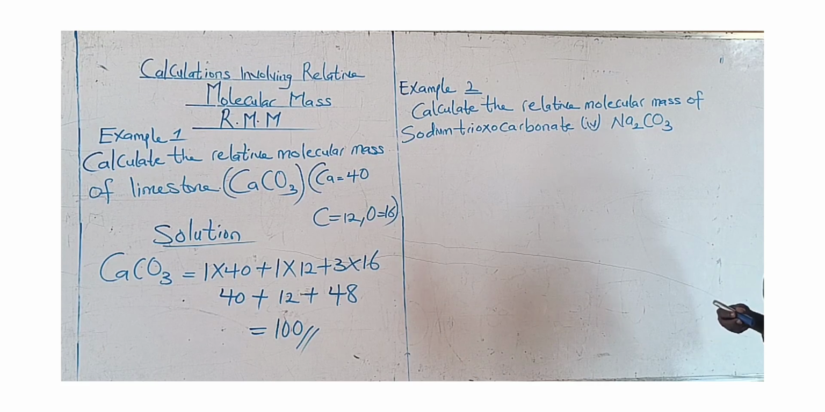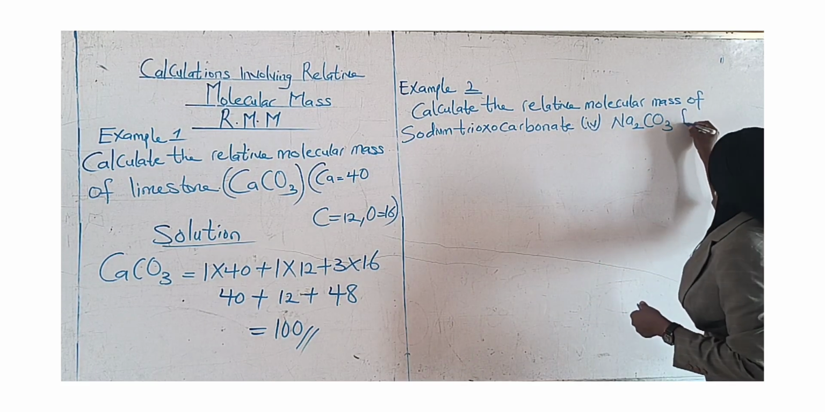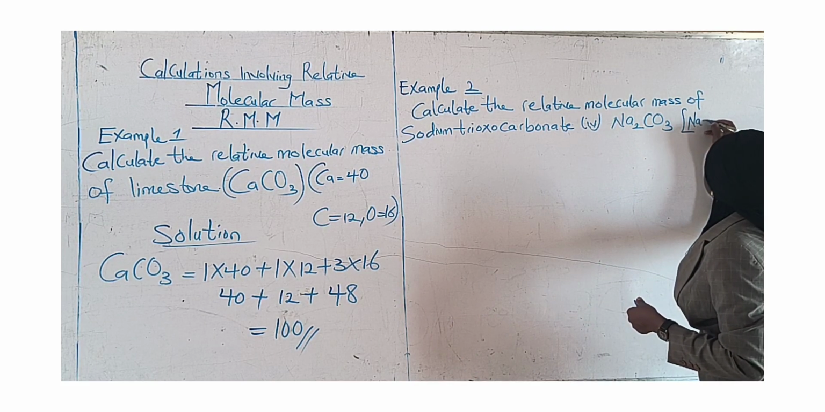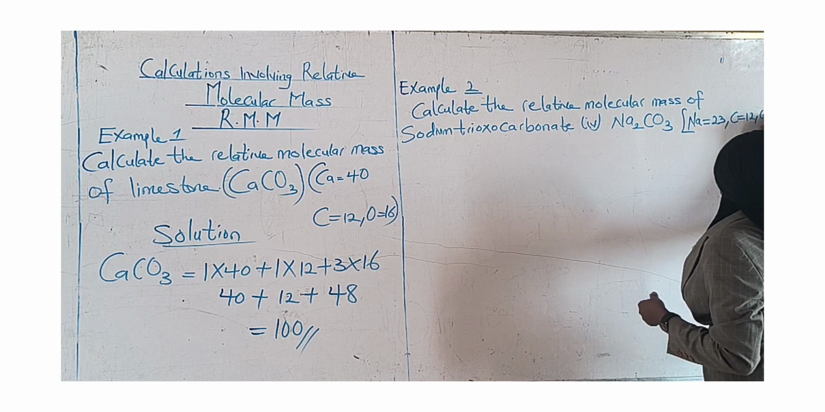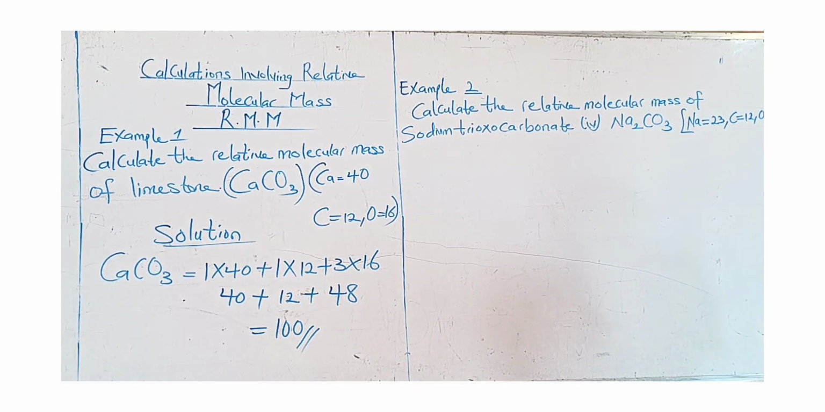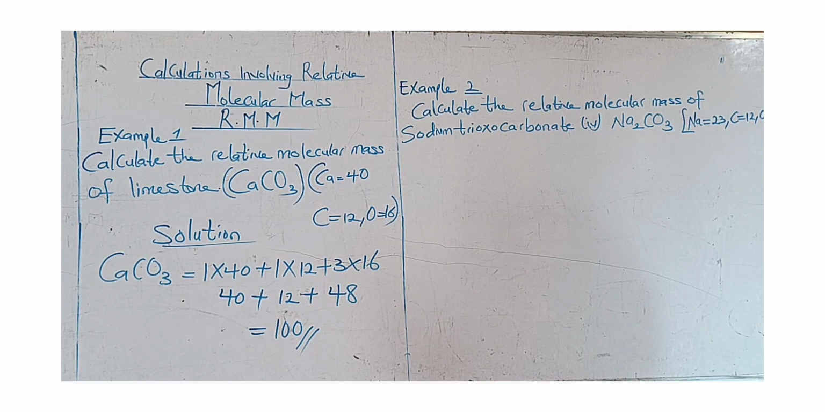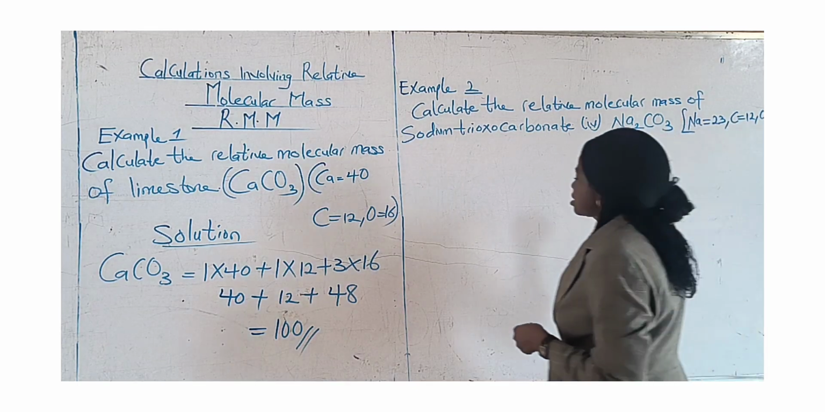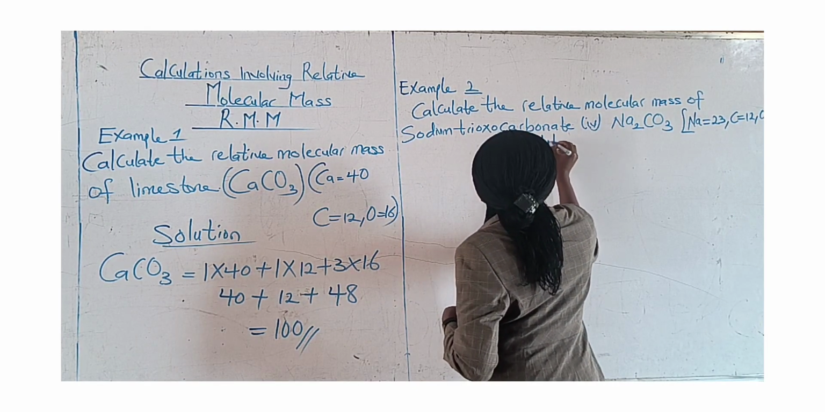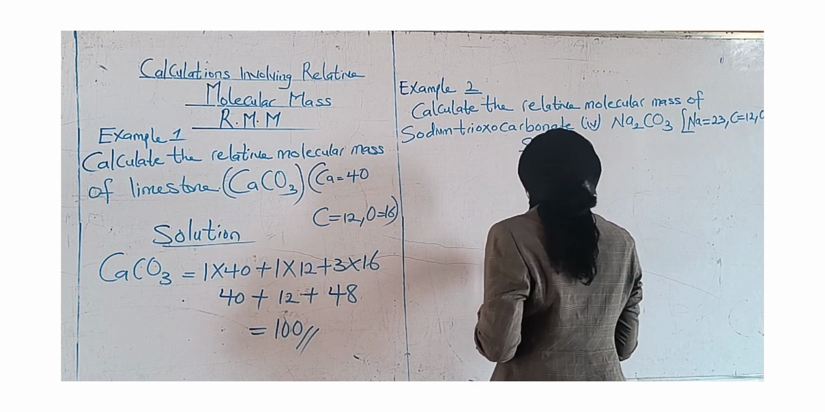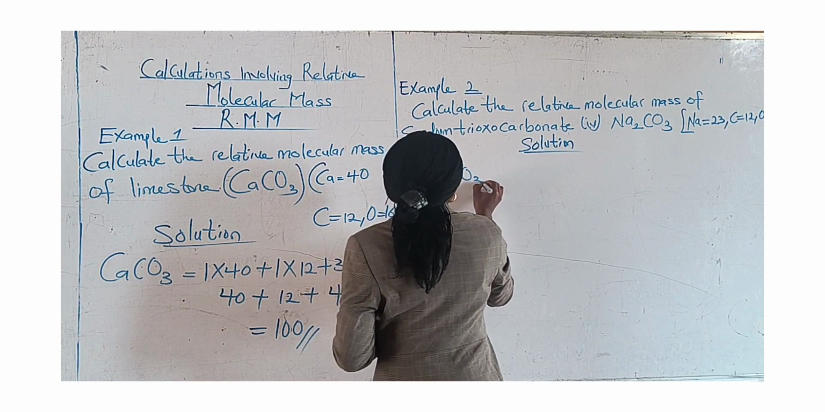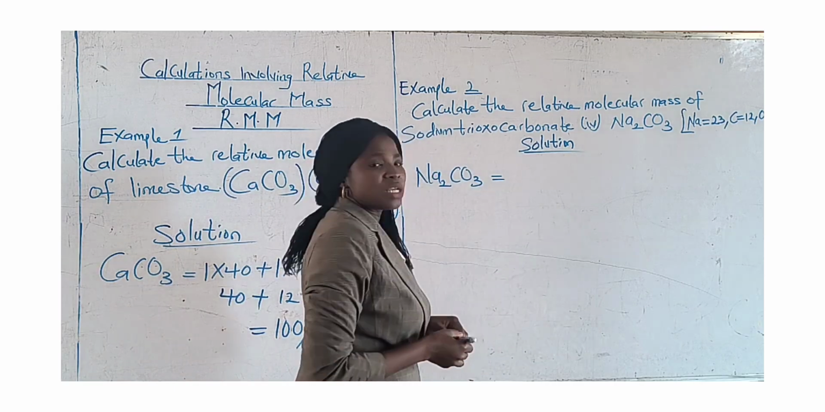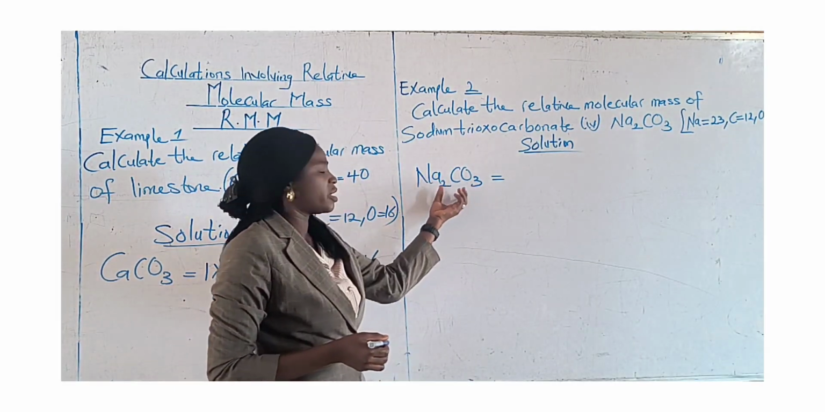Good. Now your Na is what? You're given the relative atomic mass. Na, you're given 23. Your C is 12, while your O is 16. It will surely be given. So no cause for alarm. It will surely be given. So the same method, the same process, the same procedure. Solution. Good. That will have Na2CO3.